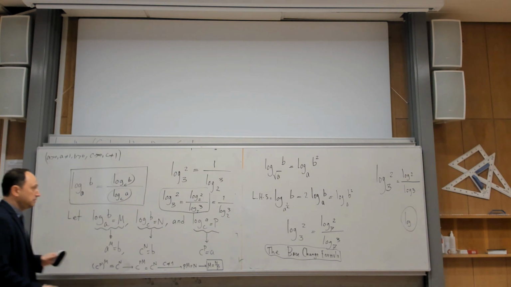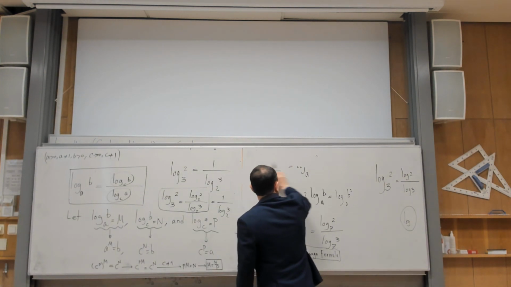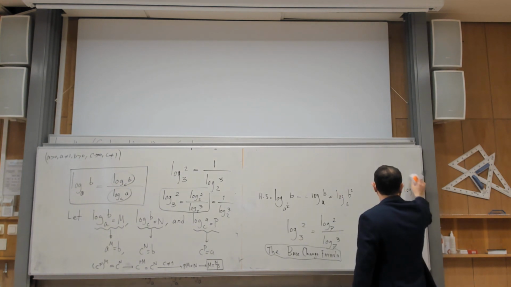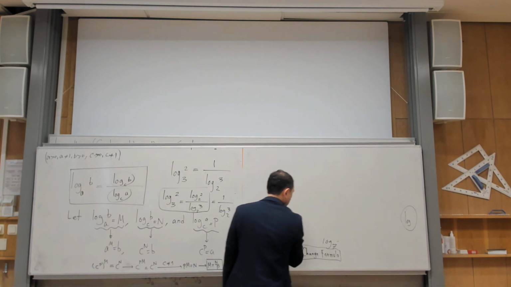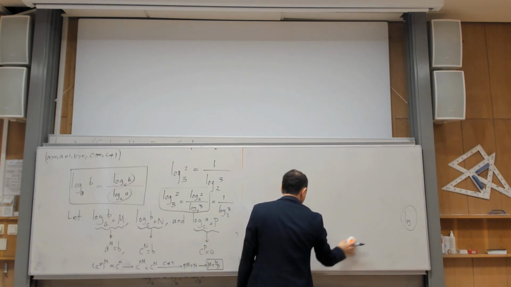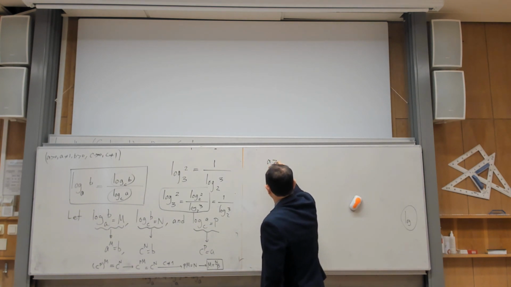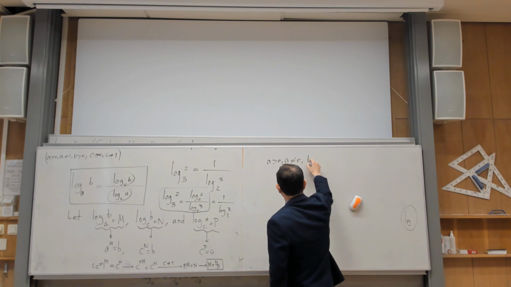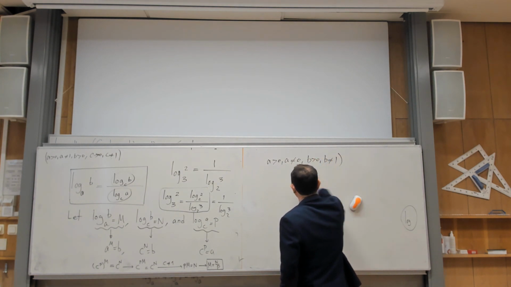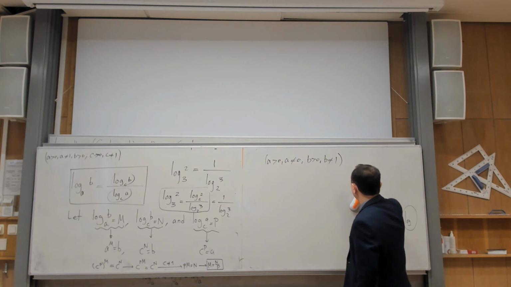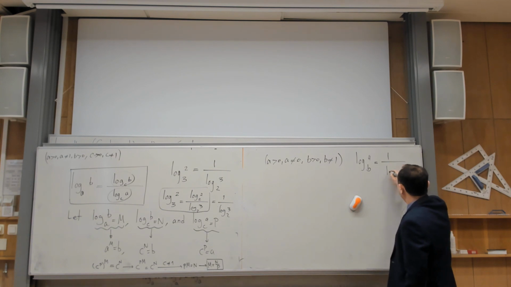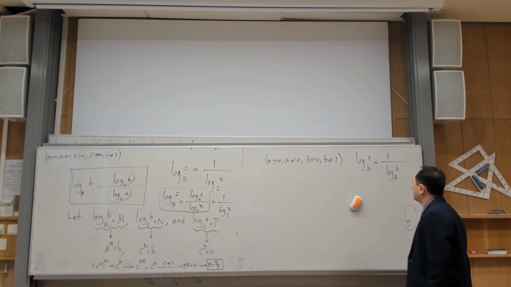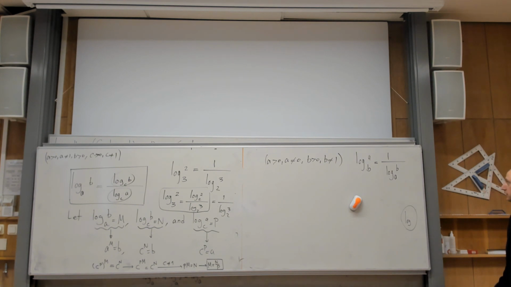So that's also extremely important. Let me just put it here somewhere. If A is positive, A is not equal to 1, B is positive, and B is not equal to 1, this is more or less the last formula I want to bring up for you. So log of B in base A is equal to 1 over log of A in base B. It's an extremely handy formula when you are dealing with harder problems in logarithms.